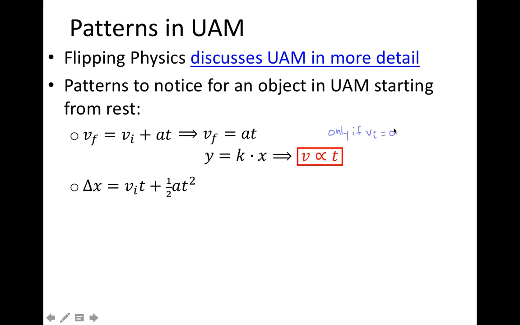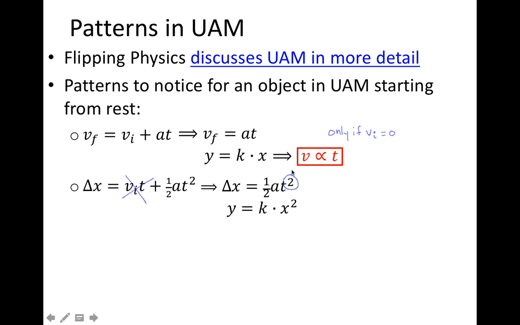Now, what about the distance or displacement? So here's the equation for displacement as a function of time. And again, we're going to concentrate only if the initial velocity is zero. If the initial velocity is zero, that term drops out. And this is what we have left over. And what we should notice is that on t, one of our variables, we have t squared.